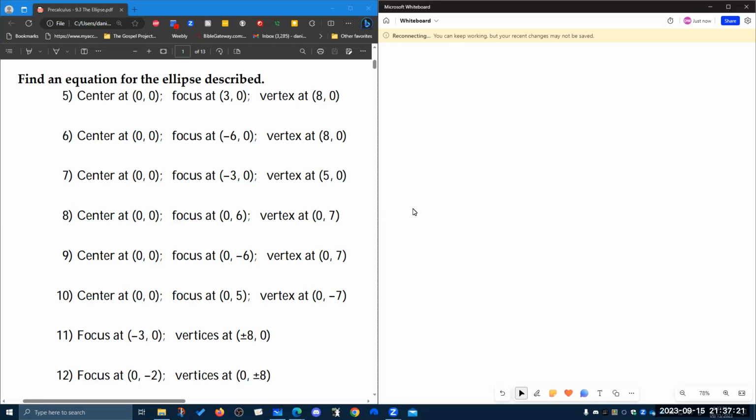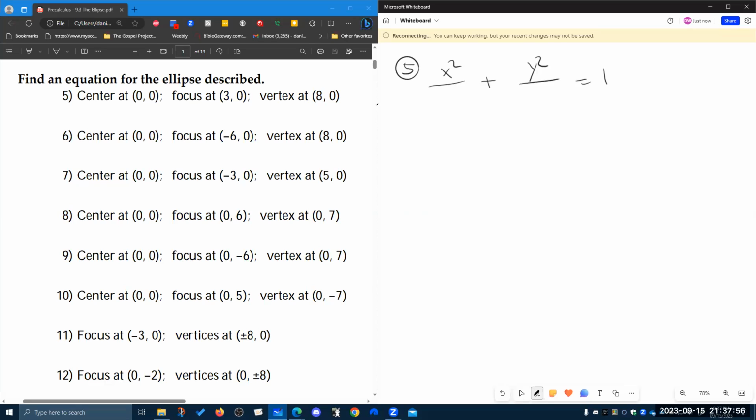In this video, we're going to be given some information that describes an ellipse, and we are going to write the equation of the ellipse. So number 5 here has a center at (0, 0). That tells me that there's nothing more than an x squared and a y squared in the numerator. And we have a focus at 3, which tells me that the difference between a squared and b squared is 9.